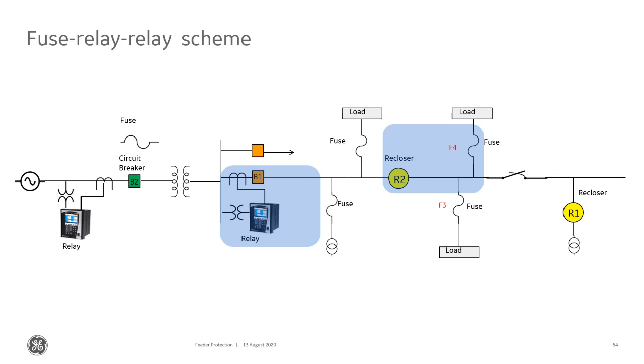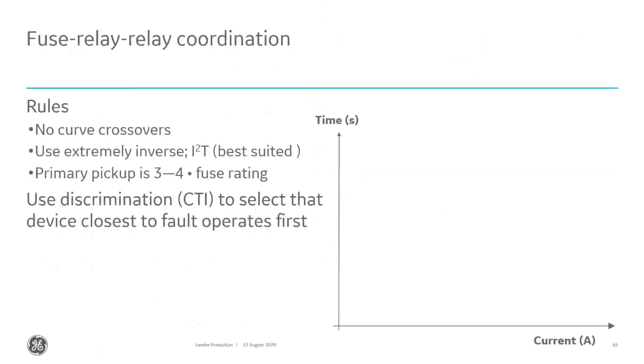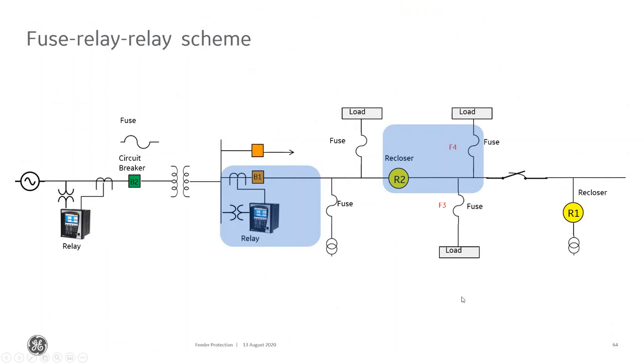Then the relay back at the substation might just have to coordinate with the recloser or the fuses, depending again on which one has the slowest clearing time. It's probably the recloser R2. Because why? Because that recloser R2 has to coordinate with F3, which in turn has to coordinate with another fuse. So that makes R3 pretty slow to begin with because of all the devices it has to coordinate with.